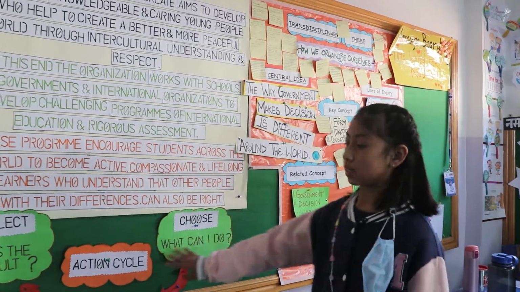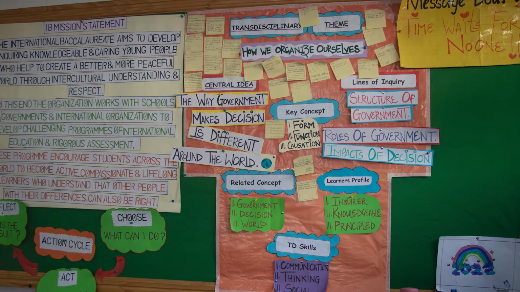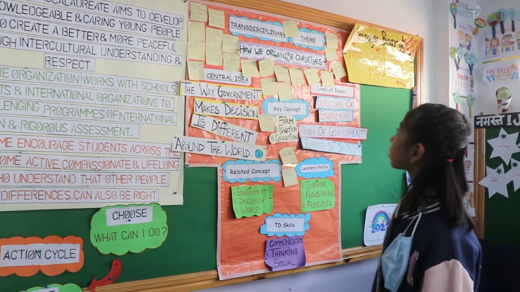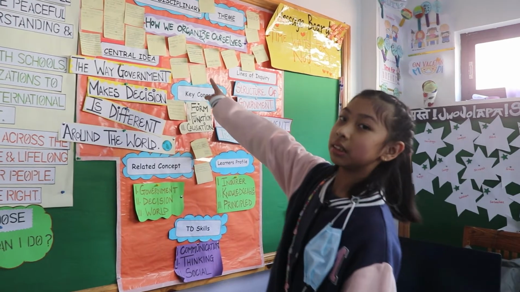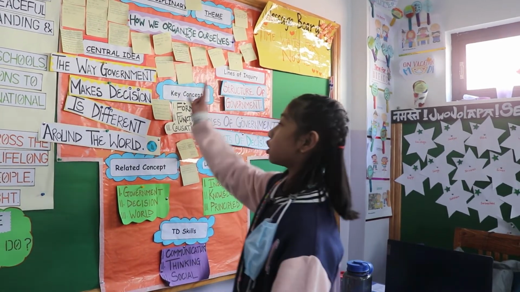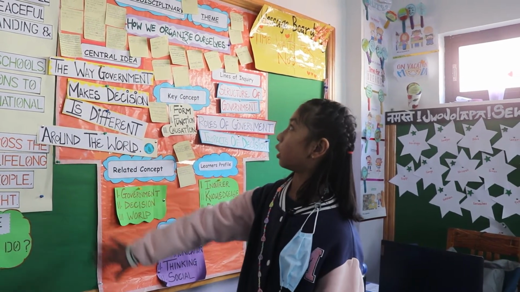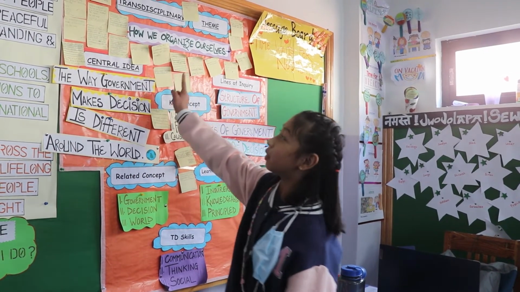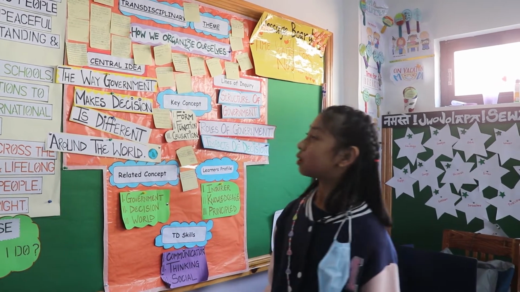Next, what we have is our action cycle. Then we have our IB mission statement. It also contains what is an IB. Then we have the transdisciplinary theme, which is also called the UI board around here. And the theme we are working on is how we organize ourselves.